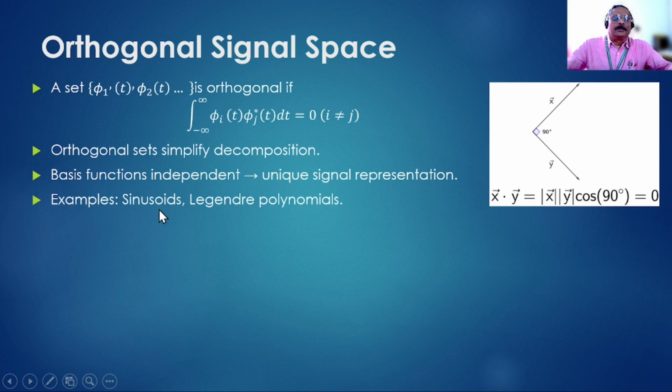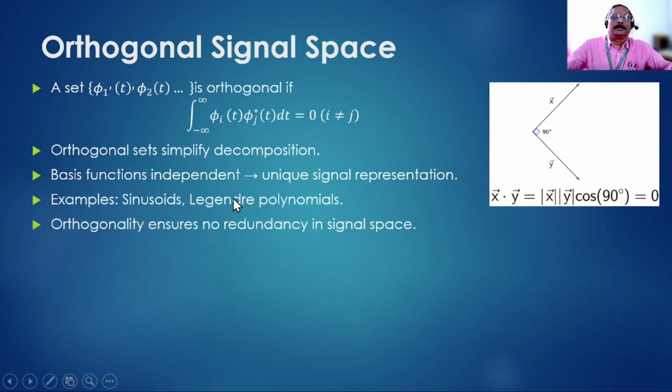Sinusoids, Legendre polynomials, and exponentials are examples of orthogonal signals. Orthogonality ensures no redundancy in the signal space. If we take any two signals and try to make them basis functions, we must ensure that the basis functions are orthogonal to each other. Otherwise, one component of one basis function will be available in the other, which unnecessarily increases redundancy and makes our work more complex.